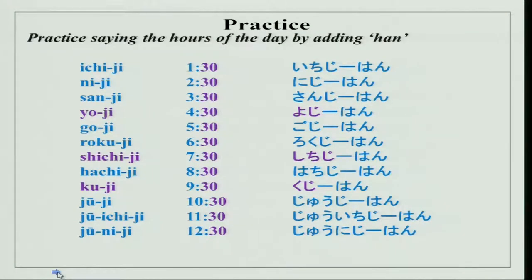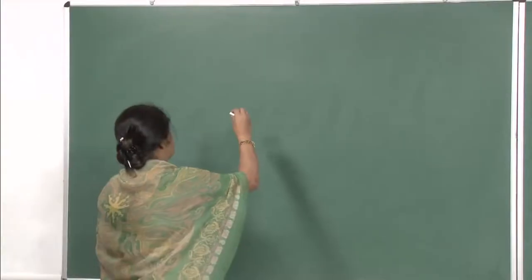Well, last time we did time as in ichiji, niji, sanji, yoji, goji, rokuji, shichiji, hachiji, kuji, juji, juichiji, juniji. So now today, how will you tell other things that you require for time, like minutes? If you want to say 1.5 hours or you want to say it's 1:30, so today for that we will work over here.